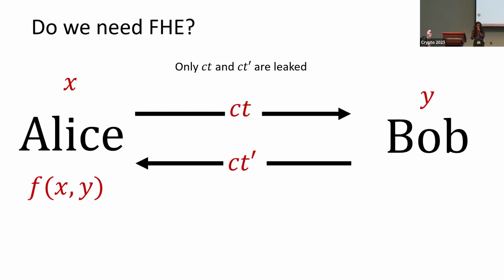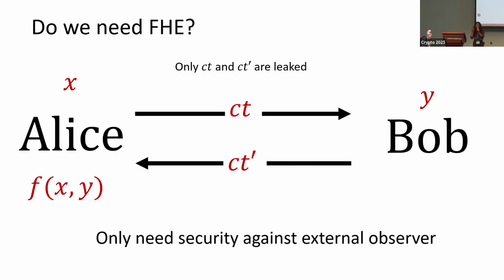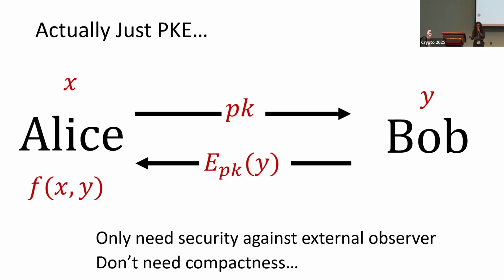So if we take a closer look at the security guarantee we want, we have Alice who has an input X. She sends an encryption of X to Bob. Bob now sends back the encryption of f of xy. And what we need here is just security against an external observer. And we're not really using at all the compactness properties of FHE. So we can actually have a much simpler implementation of this functionality, where instead of FHE, Alice can just send over a public key, and now Bob can send back an encryption of y, and then Alice can decrypt with her secret key and compute f of xy.